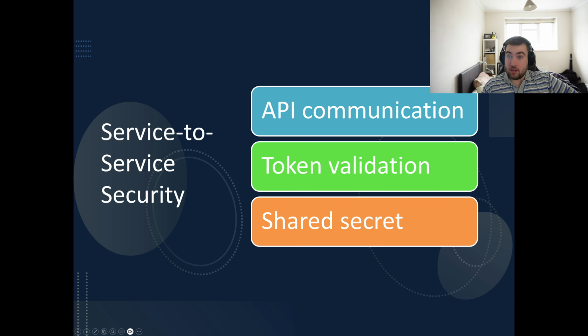Now, service-to-service security. So how a service is going to talk. We already spoke about this briefly. API communication, application program interface. So they're all going to communicate with each other with calls between the services, and we're going to use controllers to help guide the data to where it needs to go.